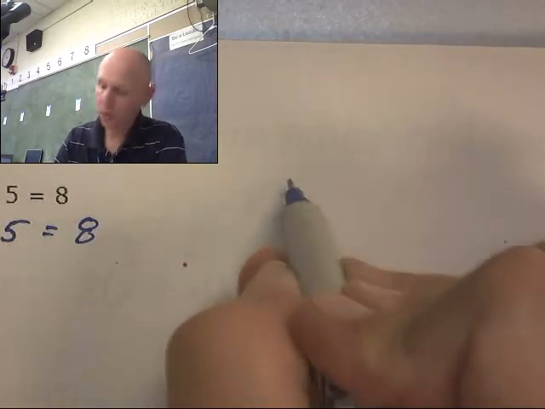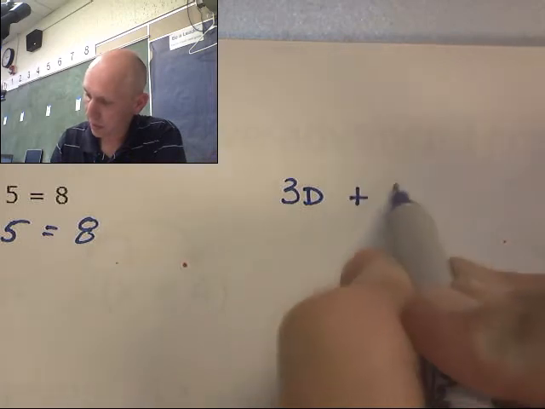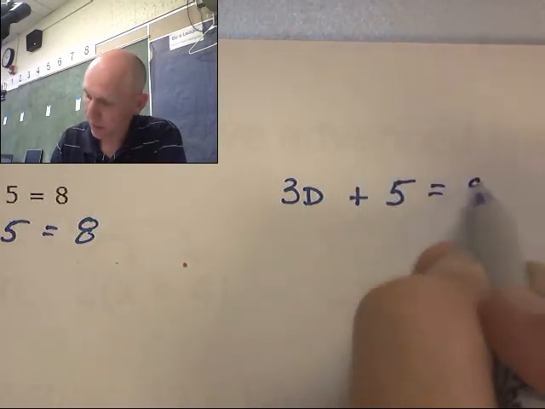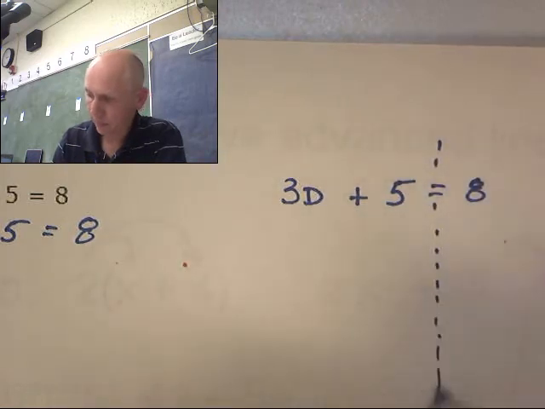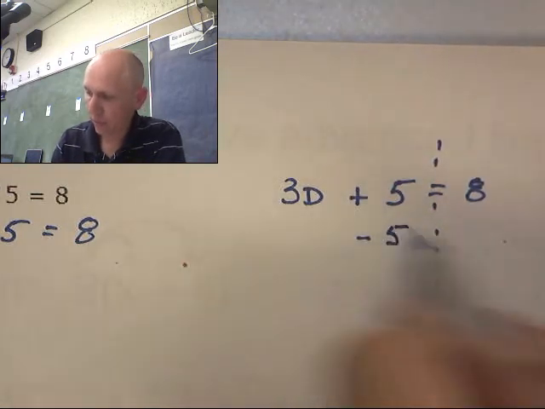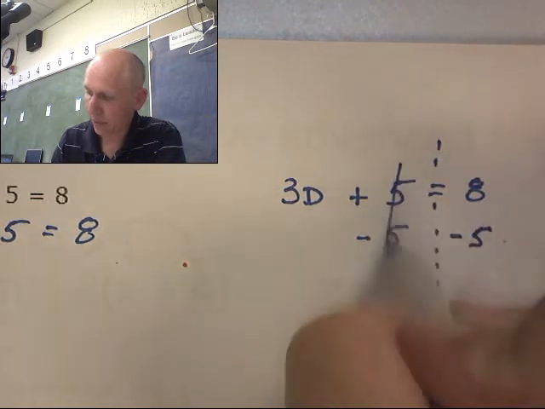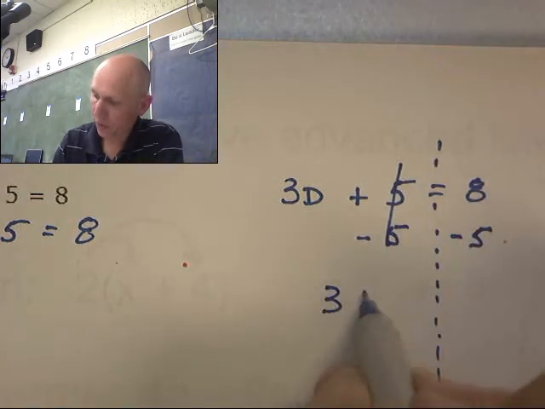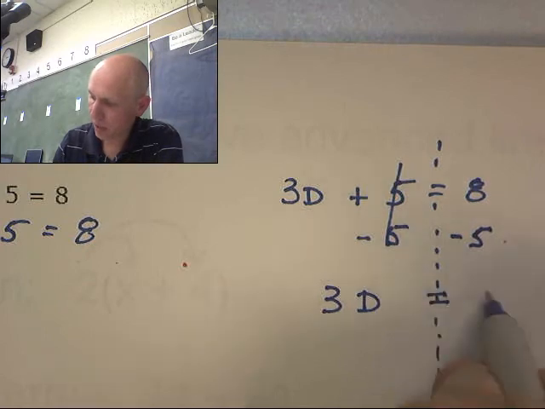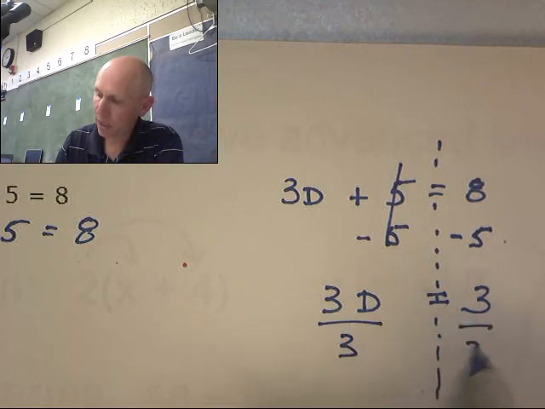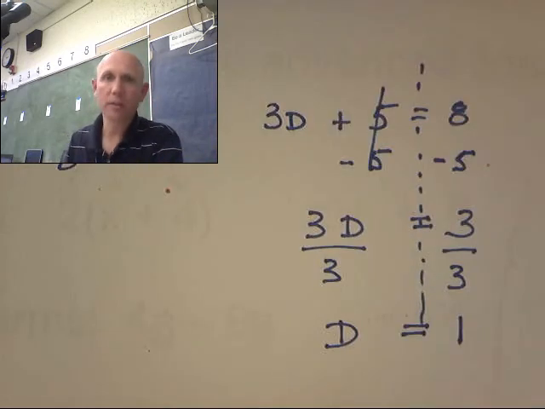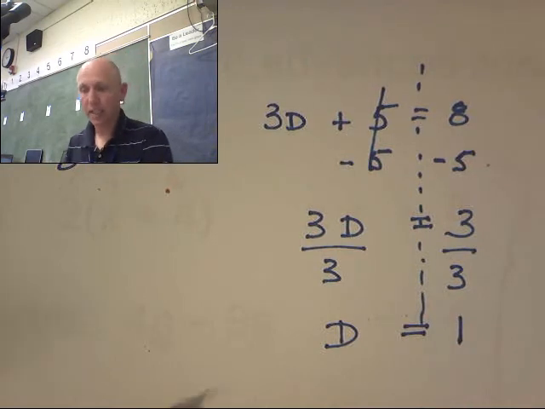Let's come over here. So 3d plus 5 equals 8. Subtracting 5 from both sides. Minus 5, minus 5. Goodbye, 5s. 3 dingoes equals 3. Dividing both sides by 3. Dingo equals 1. And can I check it? Yes, I could go back into the original equation and check it out.